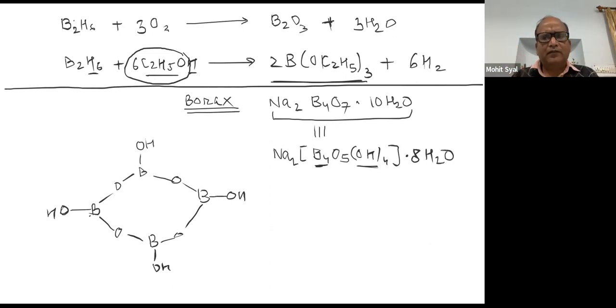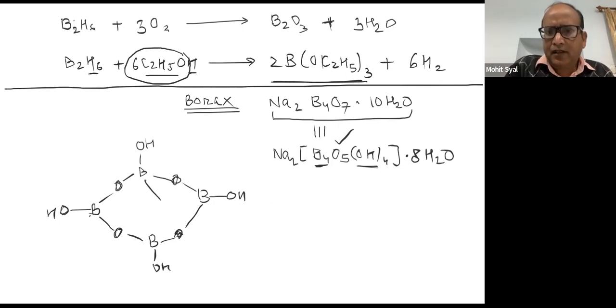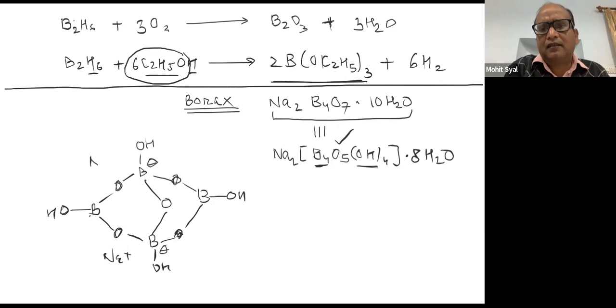Make a ring out of 4 boron atoms. Put OH on each one of them, because there are 4 oxygen atoms. But there are 5 oxygen atoms, as you can see over there. 4 of them we have put in the middle, in the ring. So where are you going to put the 5th one? The 5th one you can attach diagonally. So it is going to have a minus structure. Na plus, right? So this is going to be the structure of borax, right?